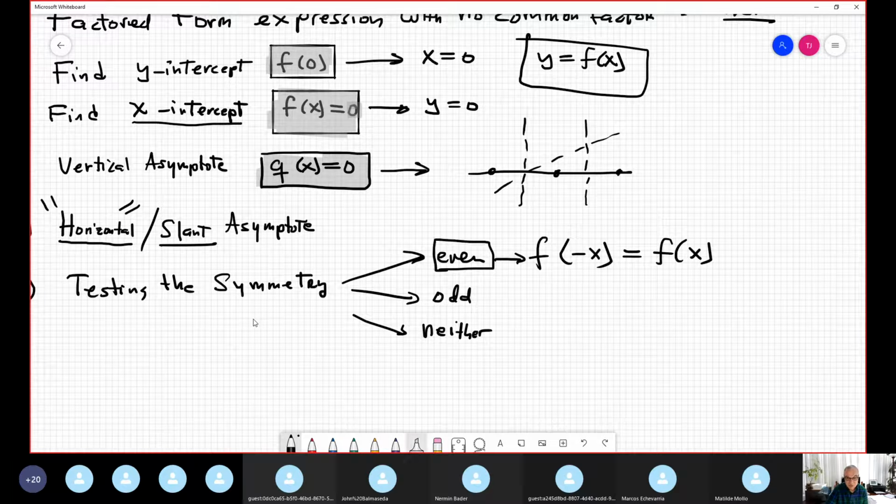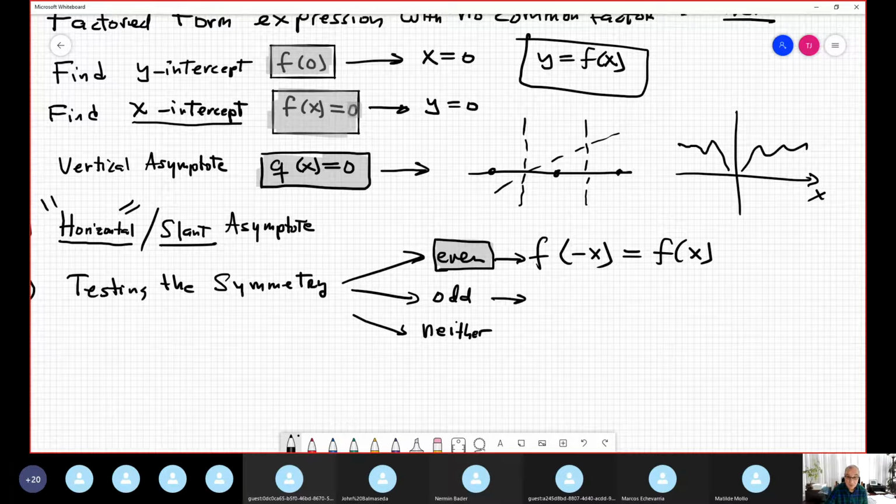Because it's even, I need to analyze only the positive part because I know that the negative part is exactly the same. Okay, so I take advantage of this symmetry idea. Look, suppose that I am testing the symmetry, I verify, wow, it's even. Then I plot the positive part because I know that the negative part is exactly the same.